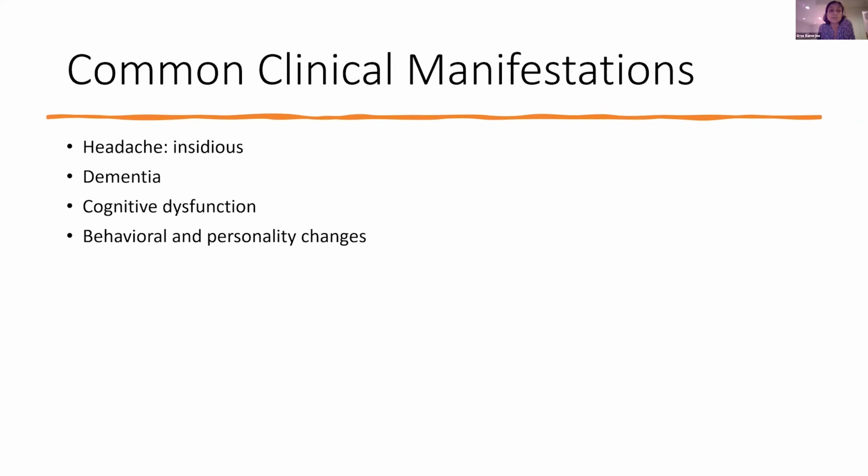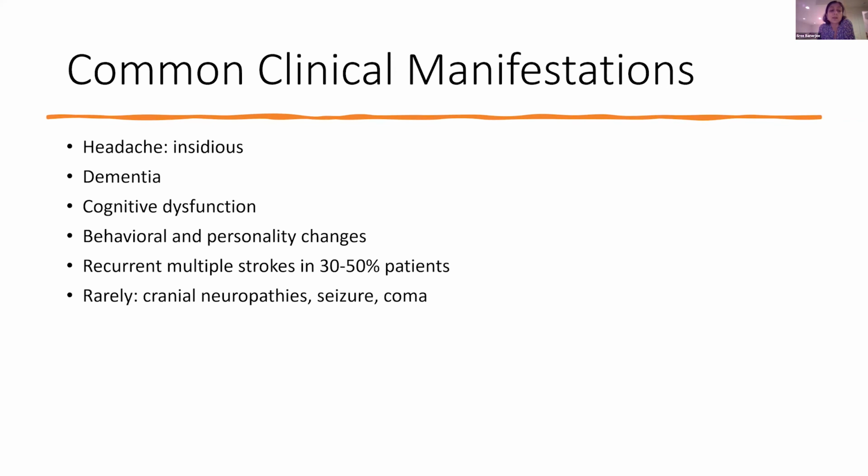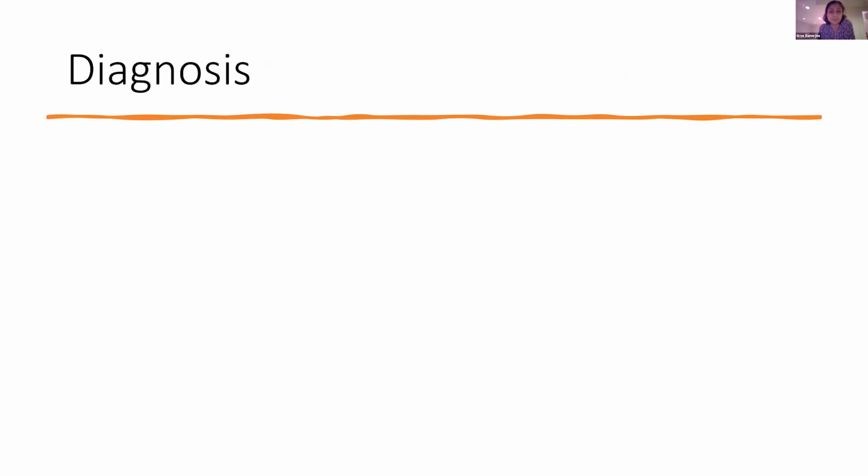The common clinical manifestations are headache, dementia, cognitive dysfunction, behavioral and personality changes, and usually these symptoms come up insidiously, slowly. Usually they do not come up very acutely. Some patients, up to 50% of the patients, have history of recurrent multiple strokes. Rarely there can be cranial nerve involvement, seizures, coma.